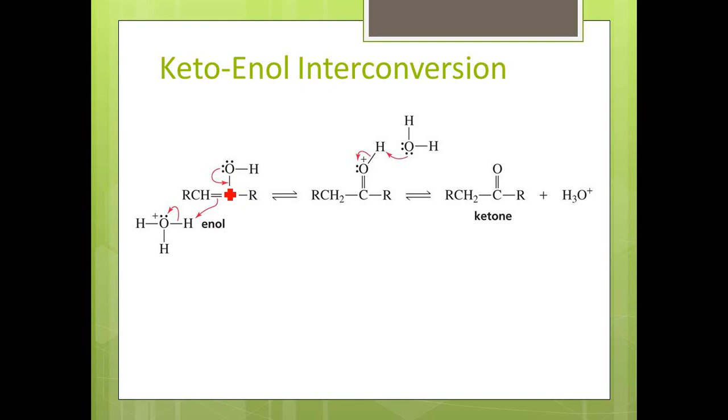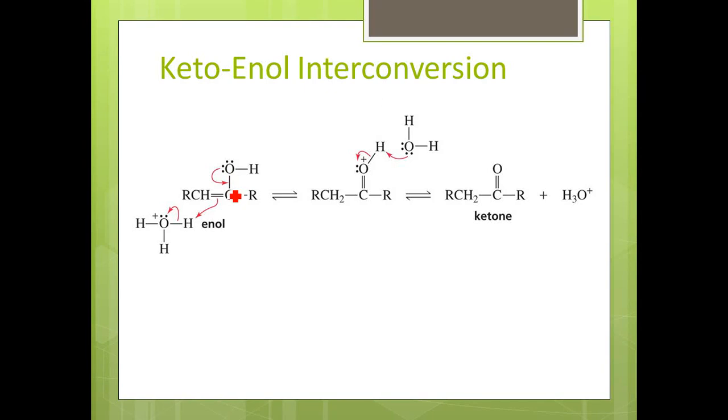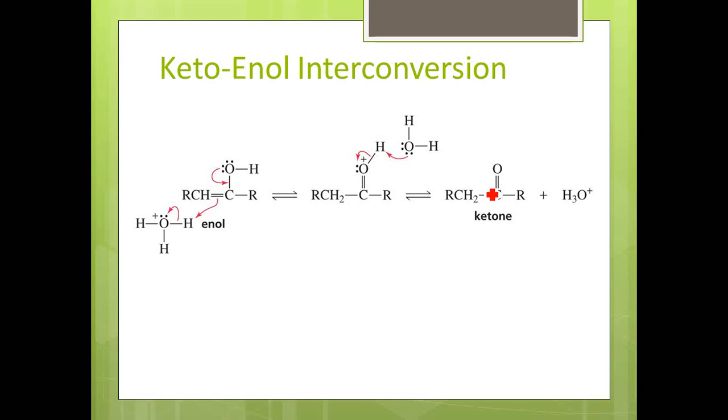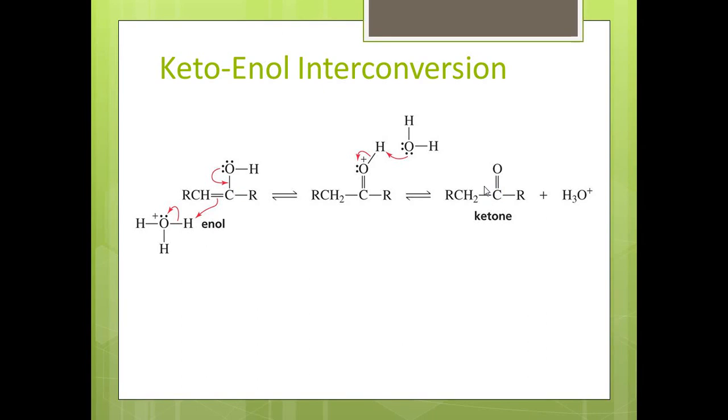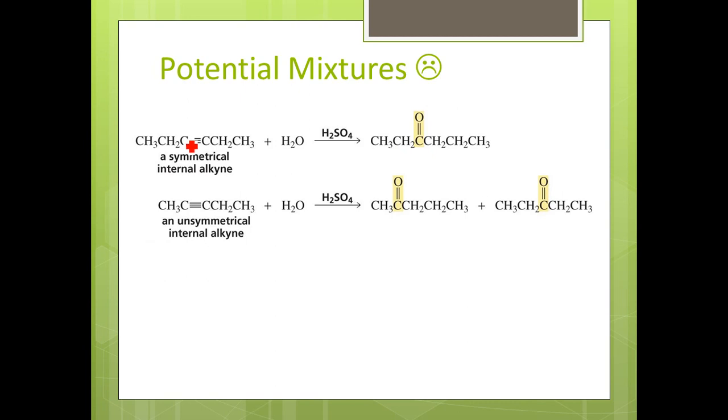So what this translates to is we actually never get to add a second OH. What's going to happen is, once we've done this, formed an enol by adding the H and OH to the triple bond, we're going to actually take that enol and convert it right to the keto form.